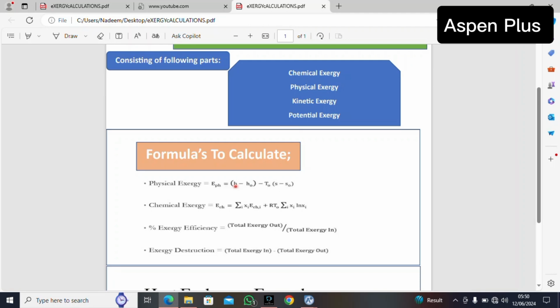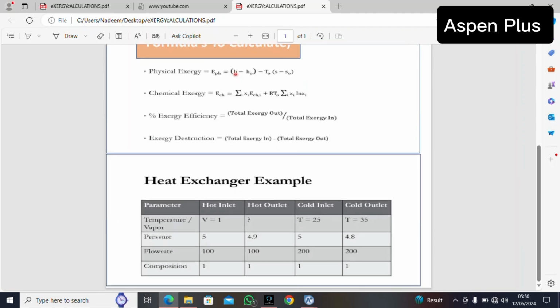So exergy efficiency is total exergy out divided by total exergy in. Exergy destruction is calculated by total exergy in minus total exergy out. Here we are taking an example of a heat exchanger to calculate exergy.